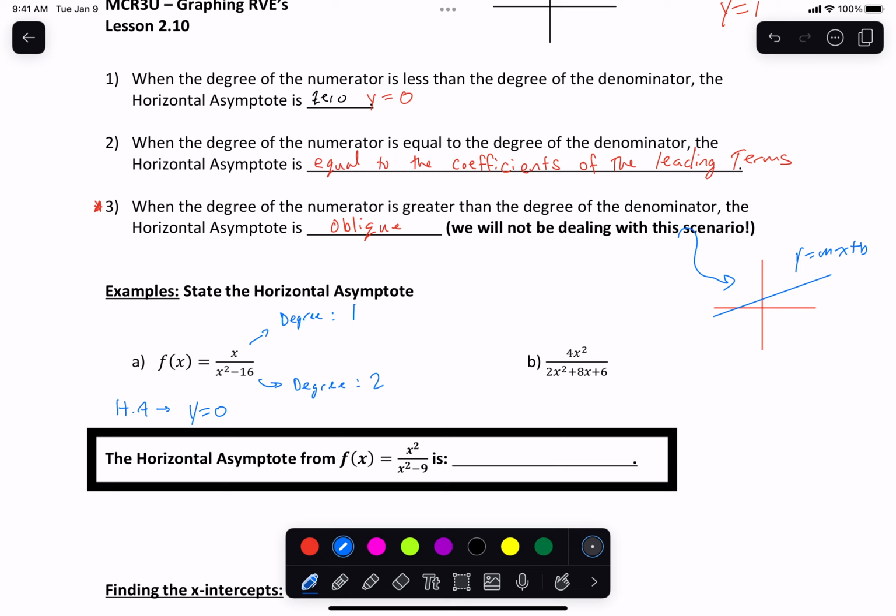Okay, again, they're just lines, right? This one's a horizontal line, and the vertical asymptotes are just vertical lines. Okay, what about in the second one?